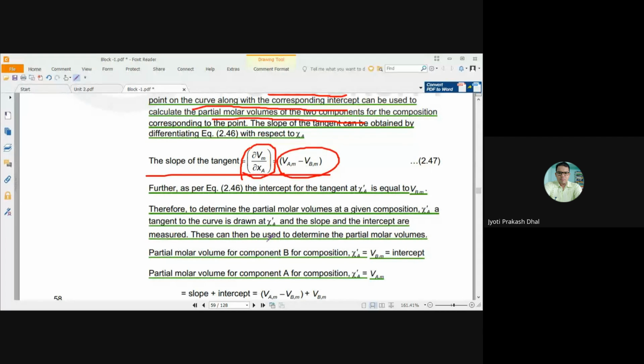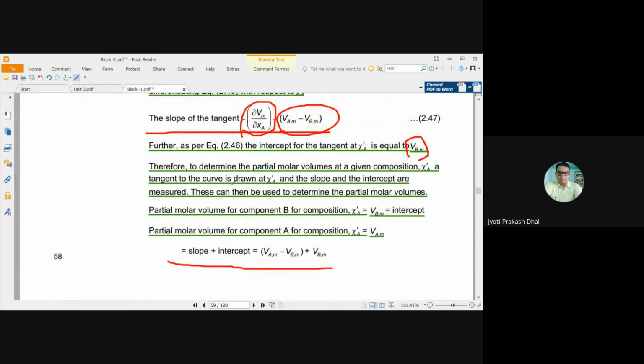Further, from equation 4.6, the intercept of the tangent at chi A dash is equal to VBM. Therefore, to determine the partial molar volume at a given composition chi A dash, a tangent is drawn to the curve at chi A dash, and the slope and intercept are measured. So by measuring the slope and intercept, we can find out the partial molar volumes.